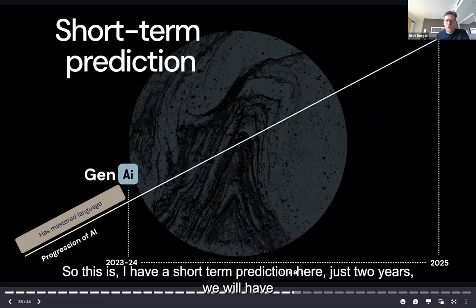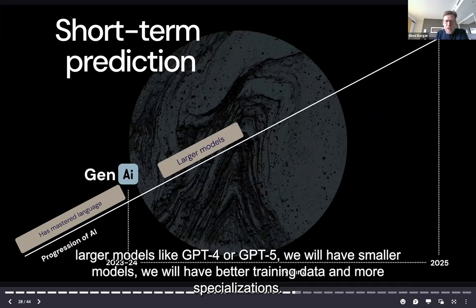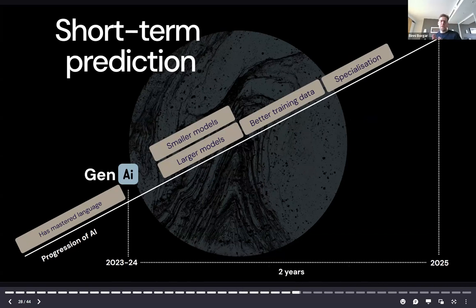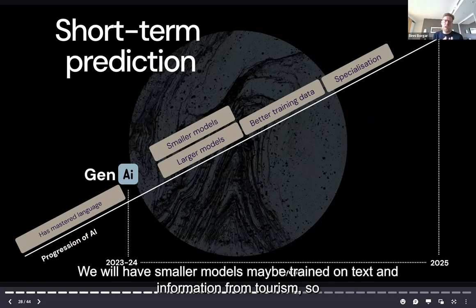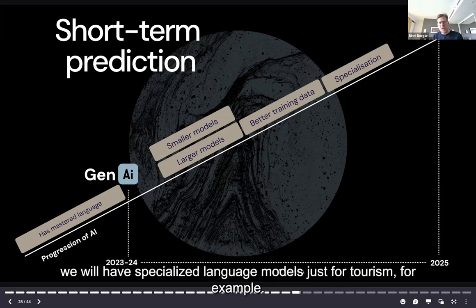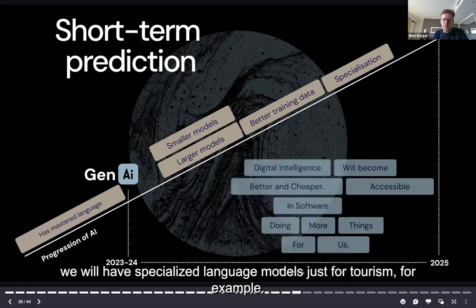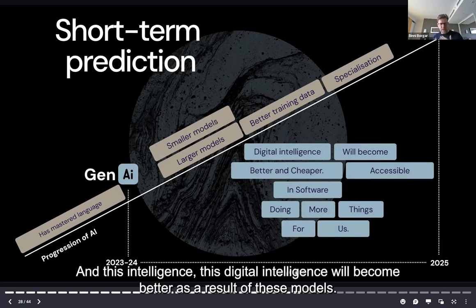So this is, I have a short-term prediction here. Just 2 years, we will have larger models like GPT-4, no, 5. We will have smaller models. We will have better training data and more specialization. We will have smaller models, maybe trained on text and information from tourism. So we will have specialized language models just for tourism, for example. And this digital intelligence will become better as a result of these models.